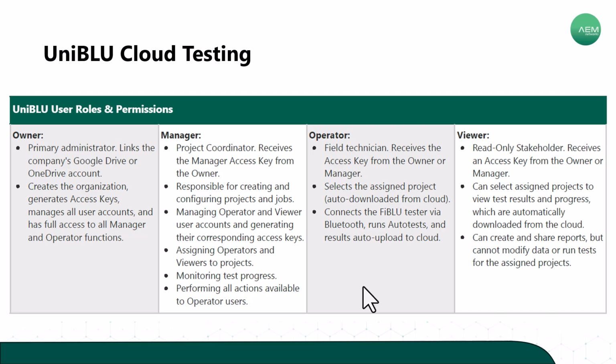Then the owner can get into everything. Again, the primary administrator creating an access key for a manager. A manager, for instance, cannot create an access key to allow another manager type functionality. That has to be granted by the owner. So the only person in this whole hierarchy that has the cloud login information is the owner, the primary administrator.